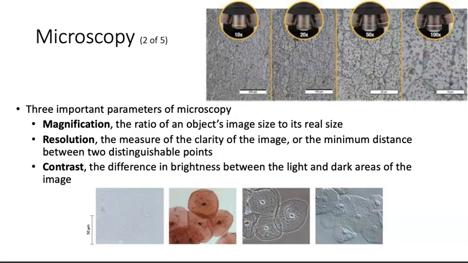The last important parameter here is contrast. Contrast is the difference in brightness between the light and the dark areas. This is just a nice series of pictures showing contrast. This has very little contrast. These have a lot of contrast, but mostly because a dye was used on them, a red dye that's picked up differently by the cytoplasm and the nucleus. Here we have a nice contrast, and this is a different kind of contrast. So you can have different ways of doing contrast, and using dyes is one of those ways.